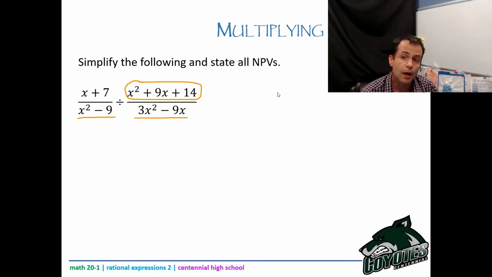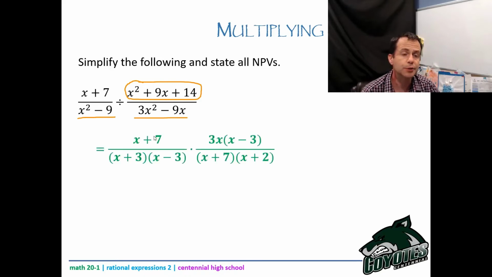Now, I've done all that factoring. The other thing I'm going to do is I'm going to rewrite this as a multiplication statement. And I'm going to flip the second fraction, okay? Because I'm going to multiply by the reciprocal. So my next item that I'm going to show you, I've got everything factored, but I also have changed it to multiplication and I flipped it, okay? And so we're looking at this.